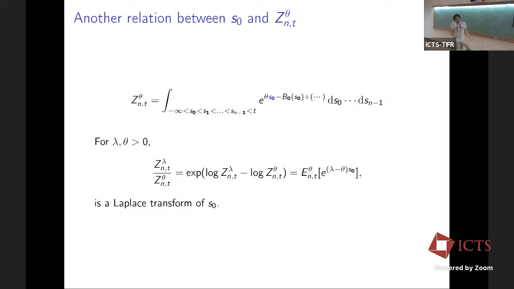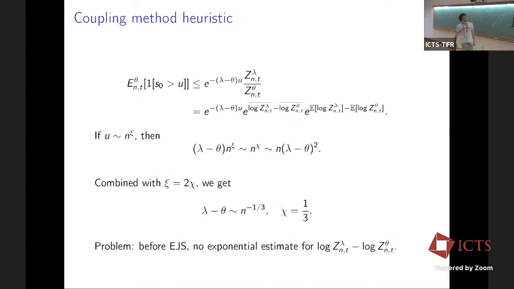Okay, and when you have a Laplace transform, you can of course use exponential Chebyshev. So we can control the upper tail of SCO in terms of ratios of the partition function. If we rewrite everything, we find that the probability that SCO is bigger than u is bounded by the exponential of three terms: minus lambda minus theta u, and then the centered difference of log of Z_{n,t}(lambda) and log of Z_{n,t}(theta) for 2 different values, and then the difference of the centerings, the difference of the expectations. And if you really must think geometrically, the fact that the difference of the expectations behaves like n times (lambda minus theta) squared in the characteristic direction, that's curvature.